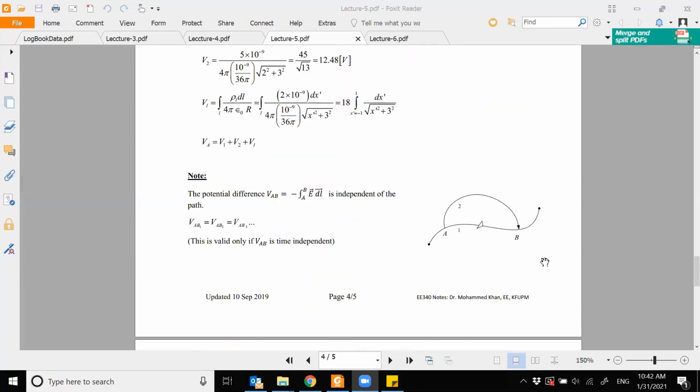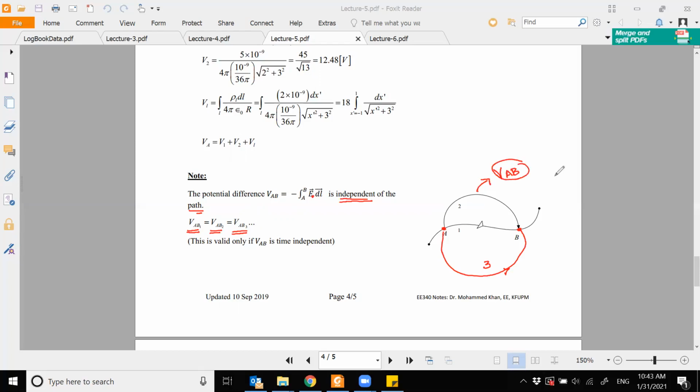Okay? So now there are a couple of properties of our potential difference. The first is that the potential difference VAB, which is the integral from A to B of minus E bar dot dl, is independent of the path. That means if you want to go from this point A to point B, you can take this path 1, you can take this path 2, or you can take this path 3. Any path you can take, you will get the same answer. So that's why we say VAB1, VAB2, VAB3 are all independent of path.